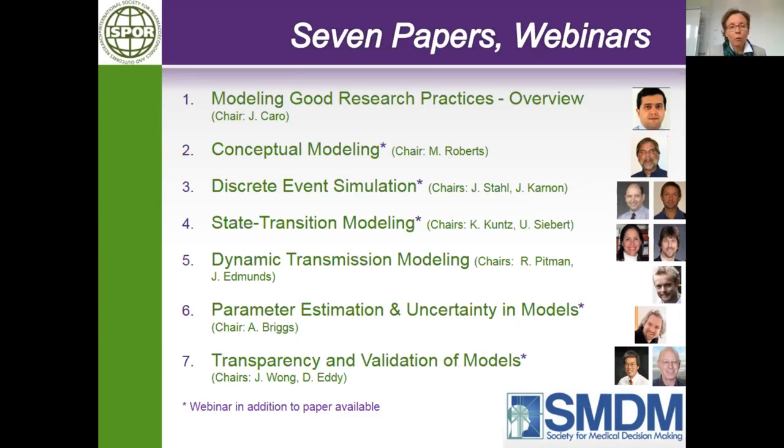The second, very important, and here Mark was chairing the group, is on conceptualizing the model and the problem. Then we have 3 papers on specific modeling approaches: discrete event simulation, state transition modeling, and dynamic transmission modeling. And then we have another 2 papers that are relevant for all modeling exercises: the paper on estimating and uncertainty, where you get a lot of information on how to do sensitivity analysis, for example, the group chaired by Andrew Briggs, and the paper on transparency and validation of models.